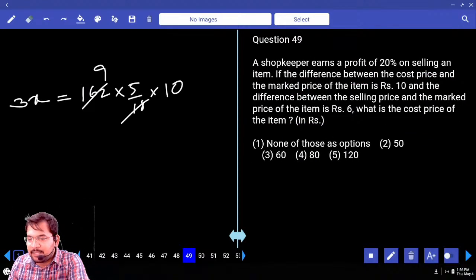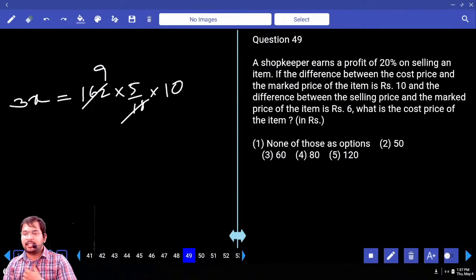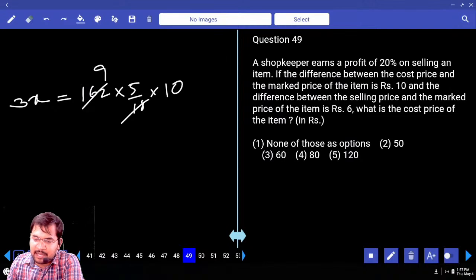A shopkeeper earns a profit of 20% on selling an item. If the difference between the cost price and market price of an item is 10 rupees, and the difference between the selling price and market price of the item is 6 rupees, what is the cost price of the item?